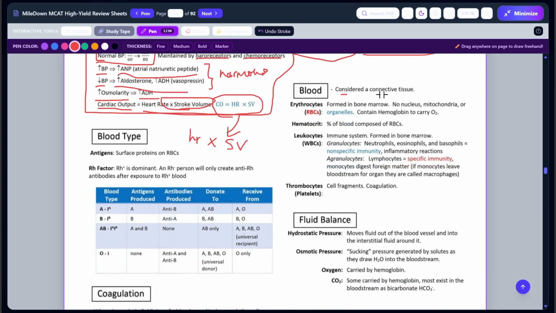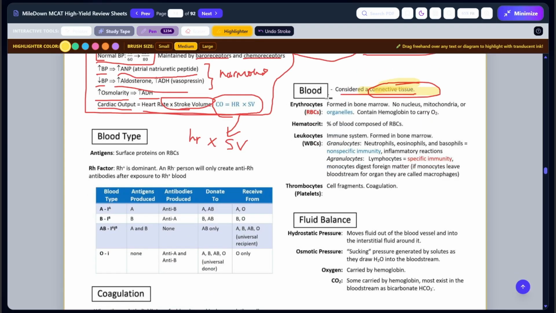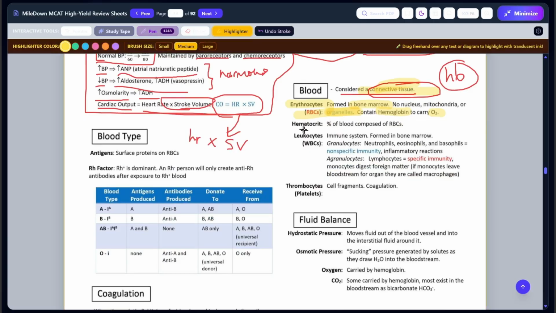Okay, and then your blood is considered connective tissue. This is important to remember because some people don't think it's connective tissue. It doesn't seem like it, but blood is connective tissue. Erythrocytes are the red blood cells, and they're formed in your bone marrow, like your bone, right? No nucleus, they have no mitochondria or organelles. They have no organelles, just remember that. They contain hemoglobin to carry O2. So hemoglobin is the HB we were talking about earlier. And then hematocrit is the percent of blood composed of RBCs.